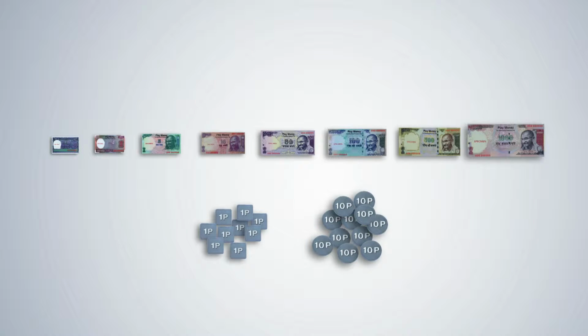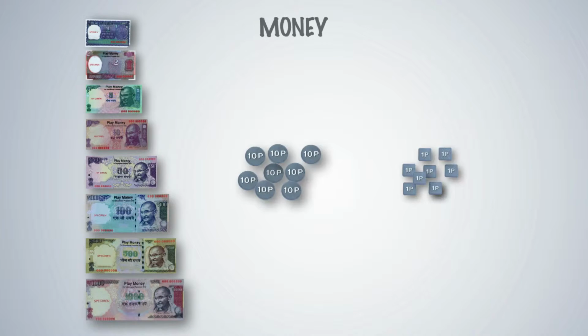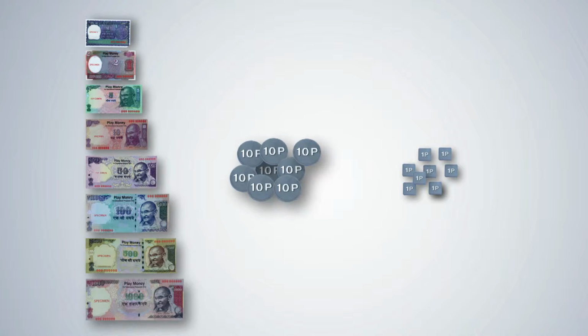To help you teach your students about handling money, Akshara Foundation's maths kit has play money notes and coins. To teach students about time, the kit has a clock. Show students play money of different denominations in the kit. There are currency notes with denominations of 1, 2, 5, 10, 50, 100, 500 and 1000 rupees. The kit also has 10 paise coins and 1 paise coins.